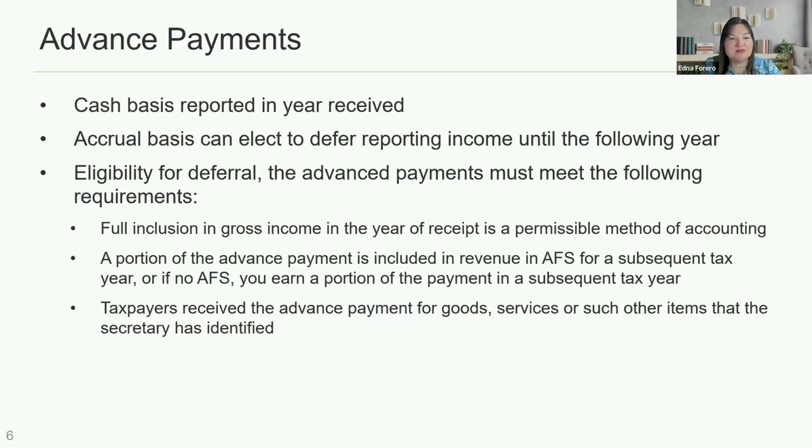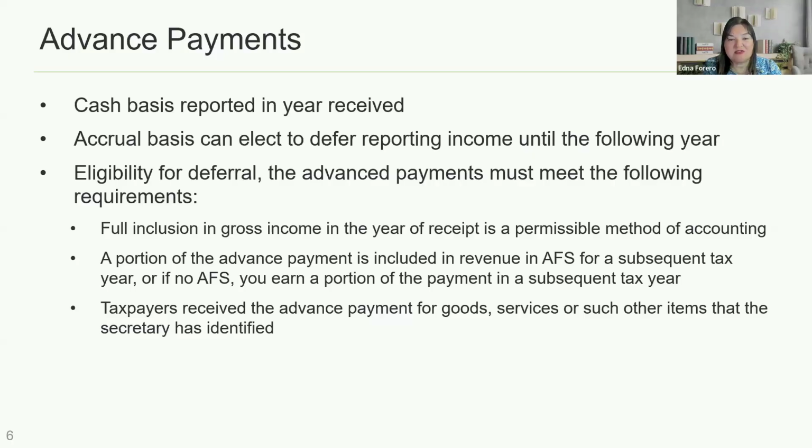So to be eligible for any deferrals, the advanced payments must have a full inclusion in the gross income in the year of receipt, and it's under the permissible method of accounting. We've got to make sure that a portion of the advanced payment is included in revenue for the subsequent tax year. And if there aren't any books or there aren't any AFS, then you can earn a portion of the payment in the subsequent tax year.